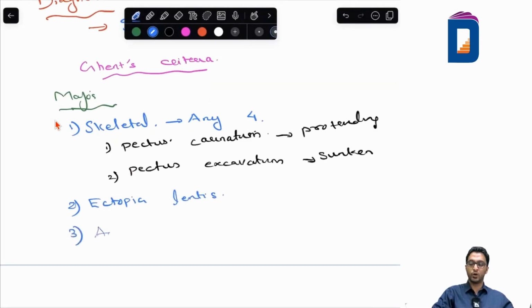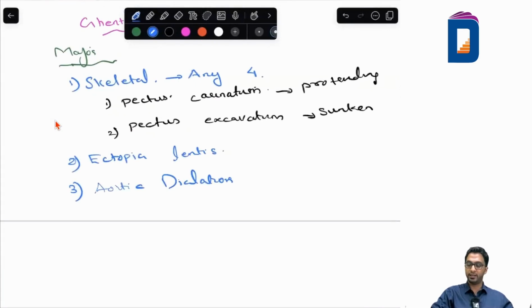Third is your aortic dilatation. That's very important, okay, dilatation or aneurysm or dissection, whatever you see. And finally, one more, which we have said is dural ectasia. There's a term there. You know what it is? Dural ectasia, to be very specific, of the spinal cord.